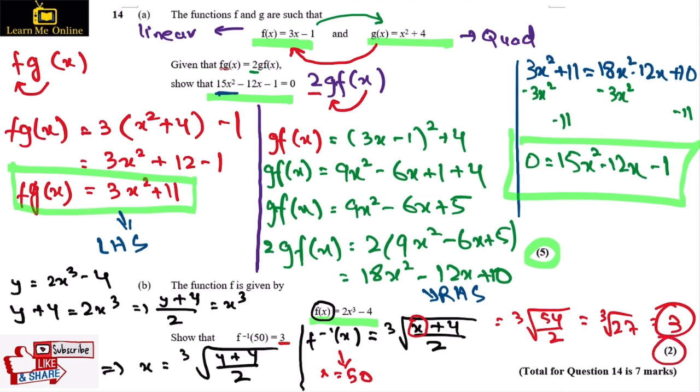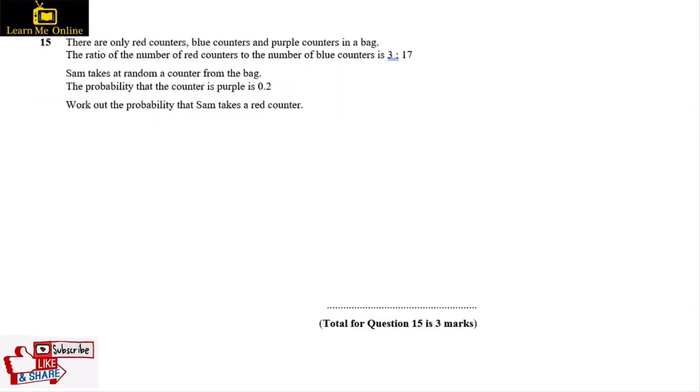And I've circled that. Alright, so we have now got question number 15, and this says that there are red counters, a blue counter and a purple counter in the bag. So I'm going to first write down the initials of the colors. So there is a red, there's a blue, and there's a purple counter. The ratio of the number of red counters to blue counters is 3 to 17. So red to blue is 3 ratio 17.